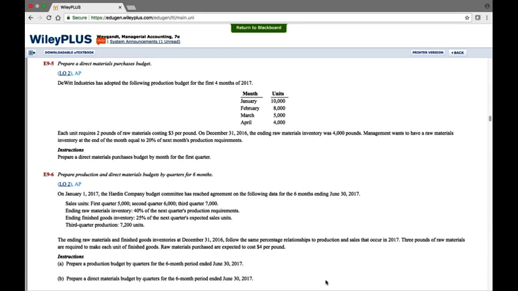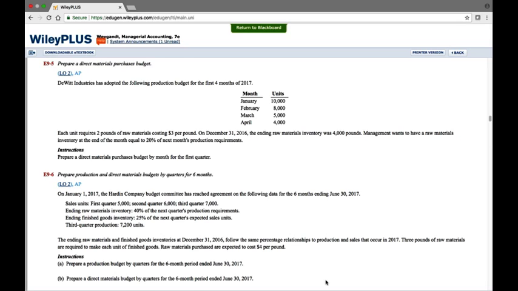Moving on to exercise 9-5, we are now going to prepare a direct materials budget. In the previous case, we had seen a sales budget and then a production budget. Now we are getting down to some details and saying how much material I would need. In this case, the company has adopted the following production budget.